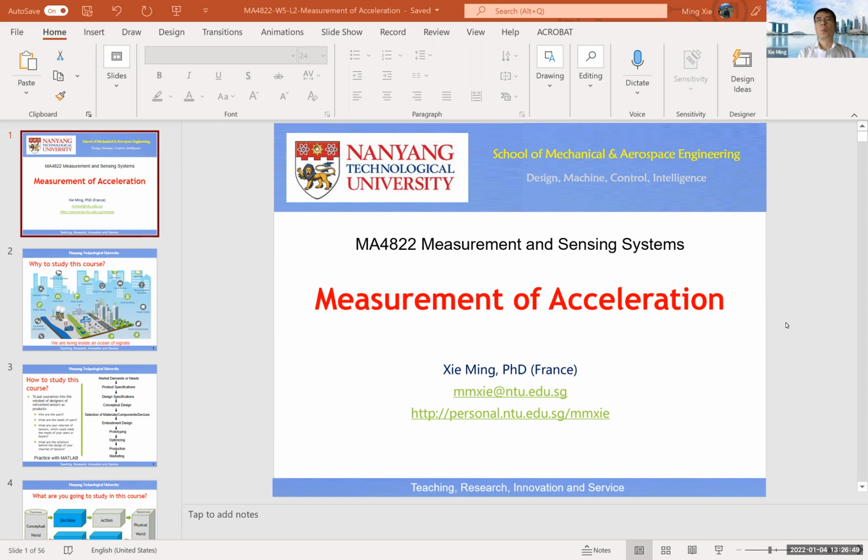Welcome back to study MA4822, which is a course about measurement and sensing systems. Today, we move on to study the lecture on measurement of acceleration.